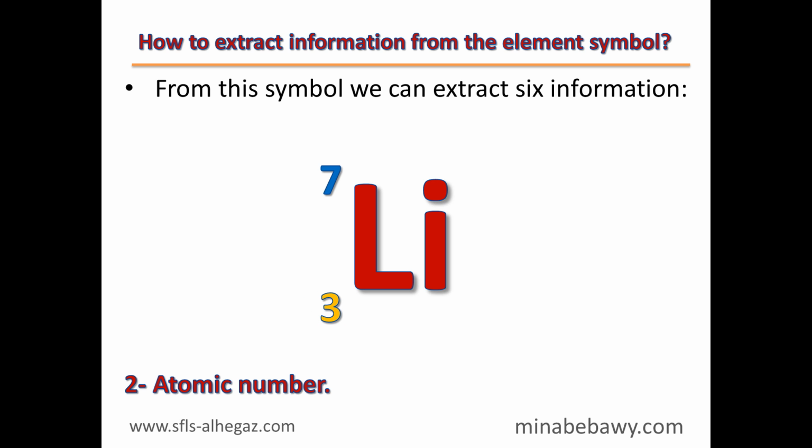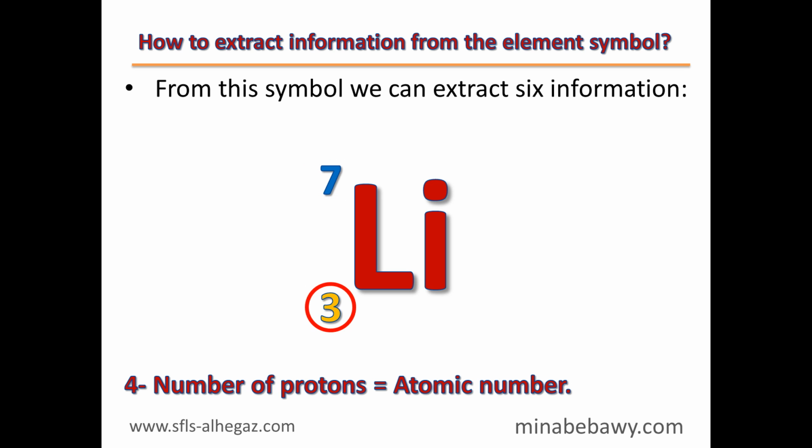The second information is that the number written at the lower left corner is the atomic number. The number written at the upper left corner is the mass number. The fourth information is that the number of protons is equal to the atomic number. The fifth one is that the number of electrons also is equal to the atomic number. To get the number of neutrons, we find the difference between the mass number and atomic number. This is the sixth and last information.